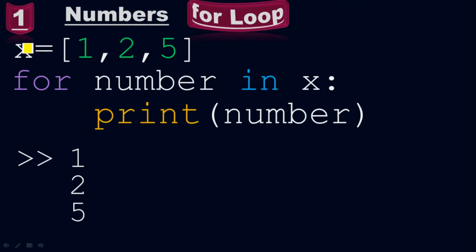Or you can also give the numbers, whatever you want. So X is a variable. It equals 1, 2, 5. Now we used for loop here, for number in X. In X, what is X? X is actually this 1, 2, 5. These are the numbers which are represented by the X.